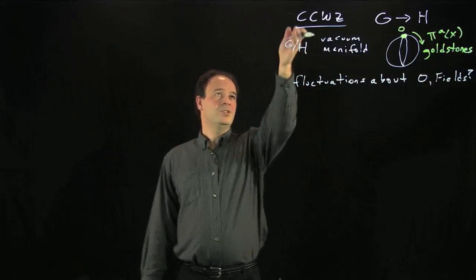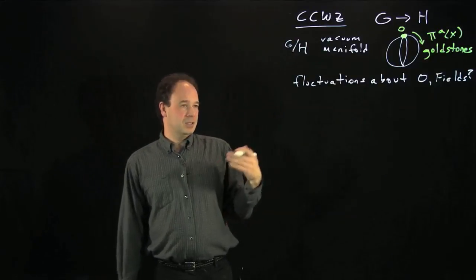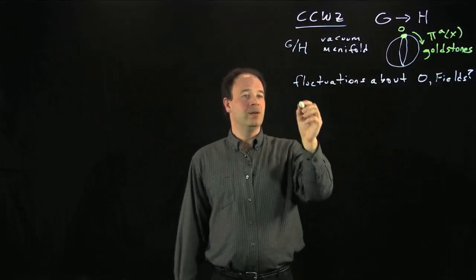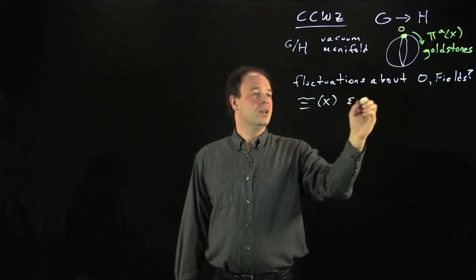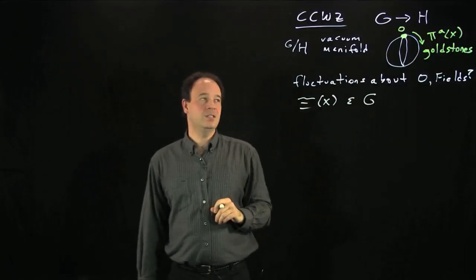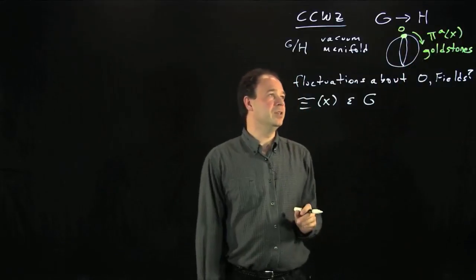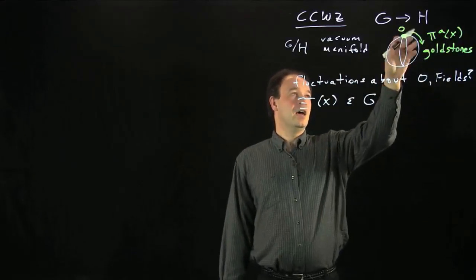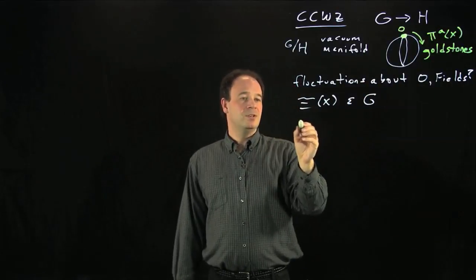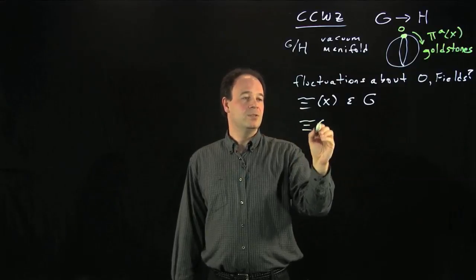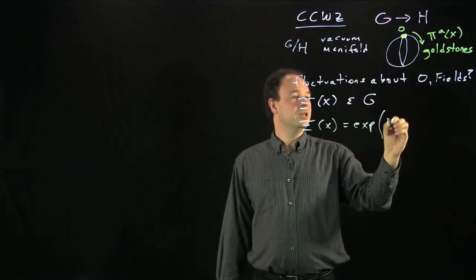And so this procedure by Callan, Coleman, Wess, and Zumino, that's the CCWZ, is a general procedure for doing that. And what it says is that it's going to be some group element, which I'll call ξ. So ξ is an element of G. And it's going to depend on space-time, because we're interested in describing the local fluctuations, how the condensate that's described by these Goldstone bosons changes as a function of space-time. And what the CCWZ procedure does is it just says, well, let's take an exponential representation for this. So we write it as an exponential.